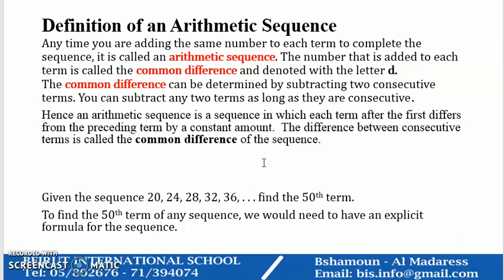If we have the sequence 20, 24, 28, 32, 36, but they ask us to find the 50th term, here I have a problem. I'm going to have to determine all the preceding terms to obtain the 50th term. Do we have another way to determine this? In fact, yes.